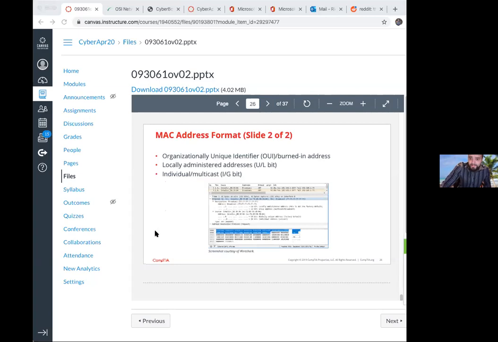All right, so MAC address formats. Usually they're going to be burned in, and then they're administered addresses. And then we can have individual and multicast. Multicast can cast to multiple people at the same time, whereas unicast would only be one.